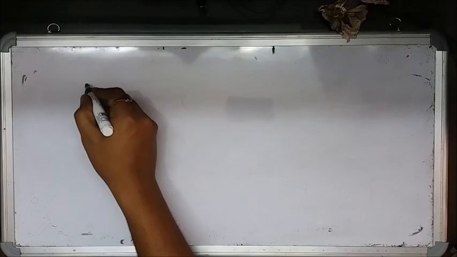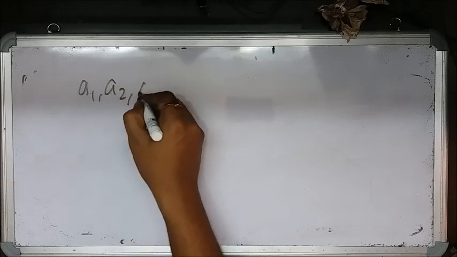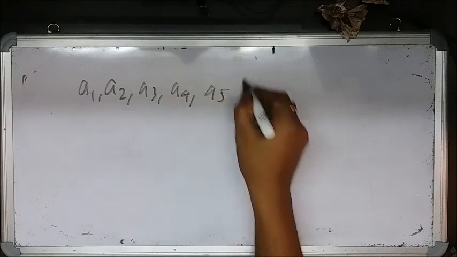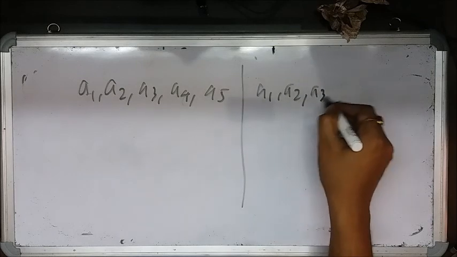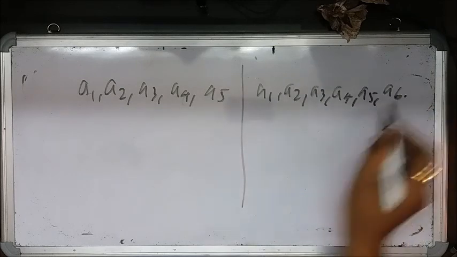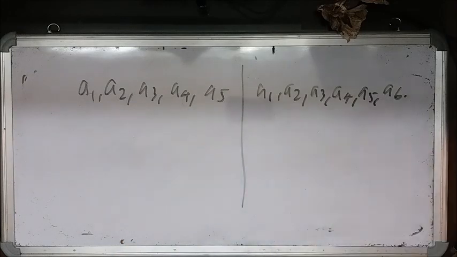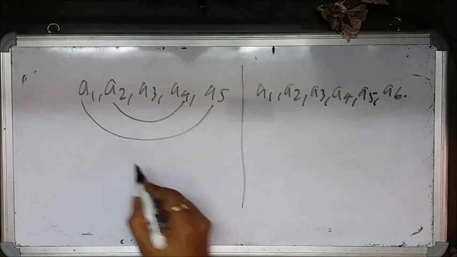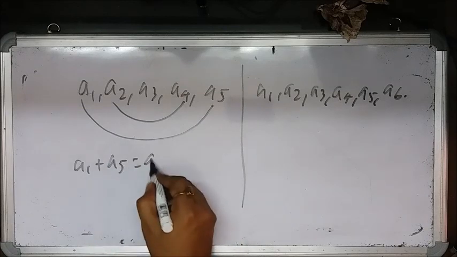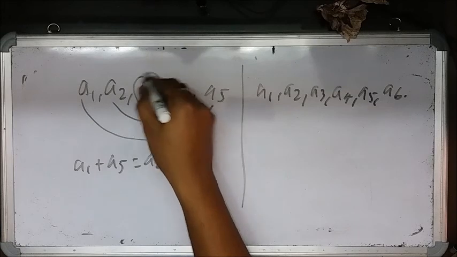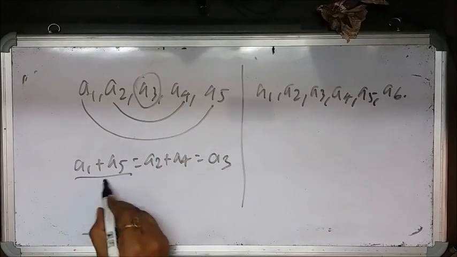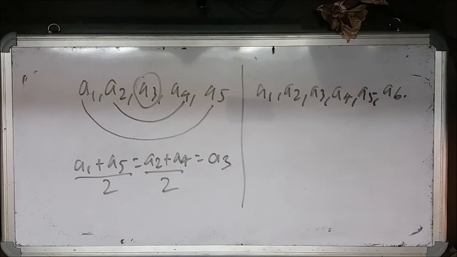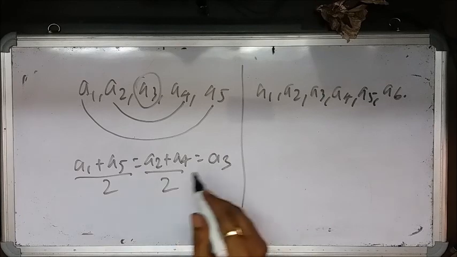Now one thing you should understand is that suppose you have taken two APs, a1, a2, a3, a4, a5, and another a1, a2, a3, a4, a5, a6. So one AP has an odd number of terms, another AP has an even number of terms. In case of an odd number of terms, the sum of the terms equidistant from the extremes will all be the same. That is, a1 plus a5 will be equal to a2 plus a4, and since a single term is left, that will be equal to a3 if that is divided by 2. So if we take the mean of the extreme terms, from the beginning and the end, it will all be similar to the middle term.